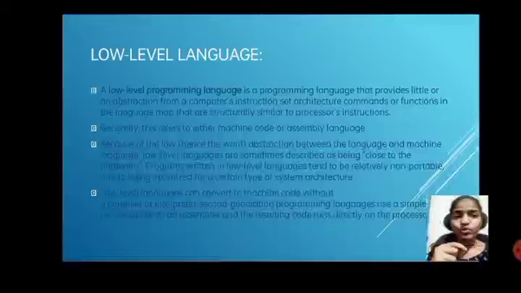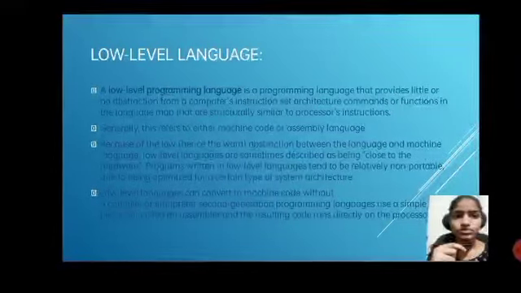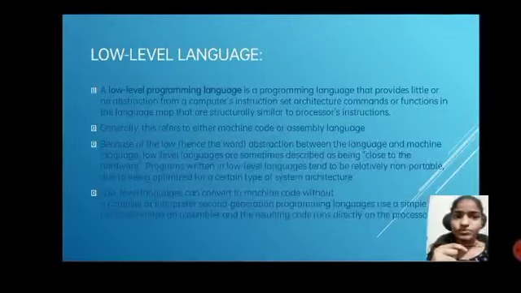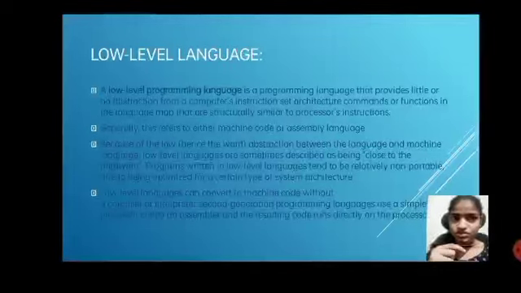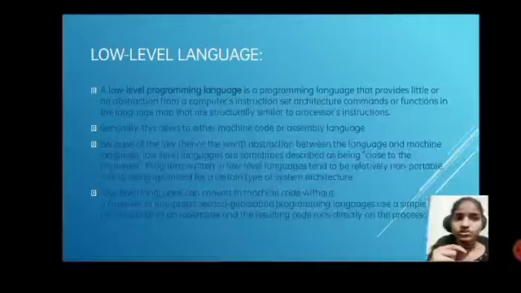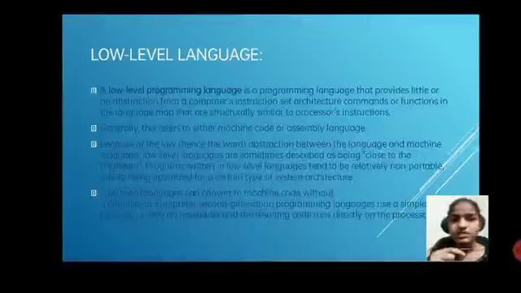A low level programming language is a programming language that provides little or no abstraction from a computer's instruction set architecture. Commands or functions in the language map structurally similar to the processor's instructions. It doesn't give any abstraction of the functionality of the computer's instruction set architecture commands. Generally, low level language refers to machine code or assembly language.